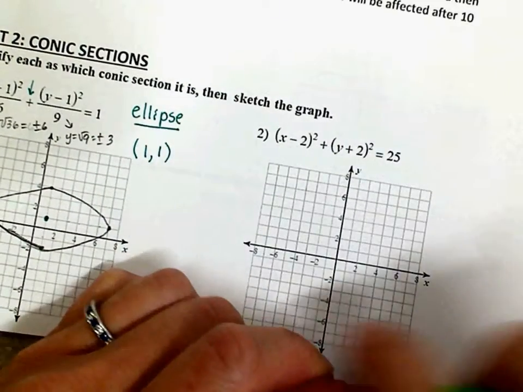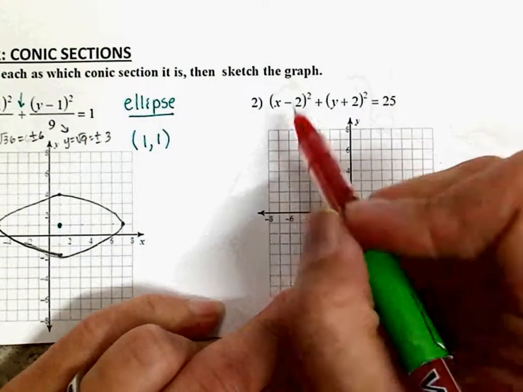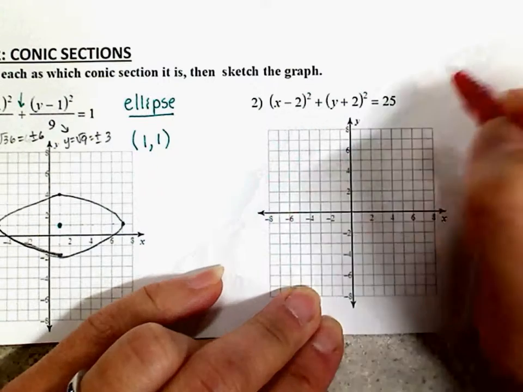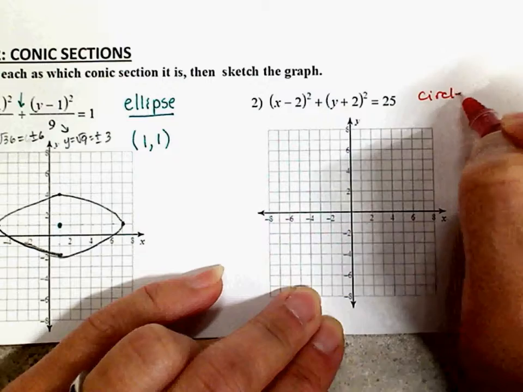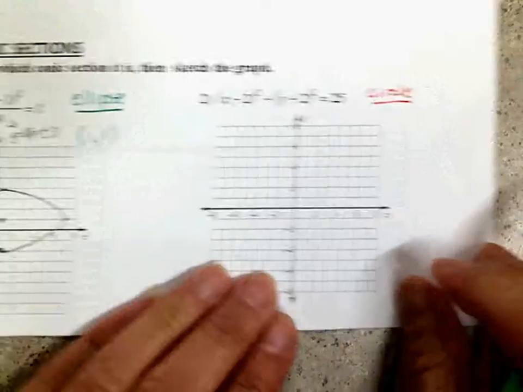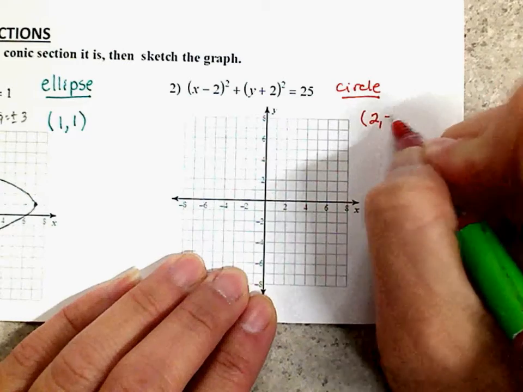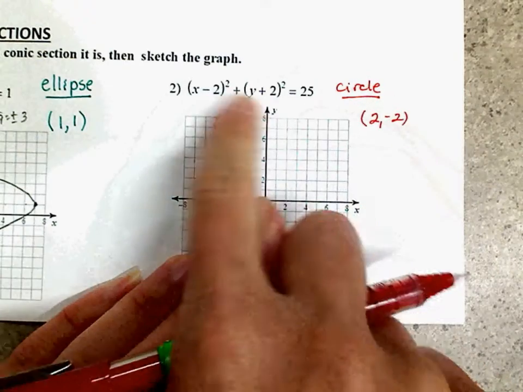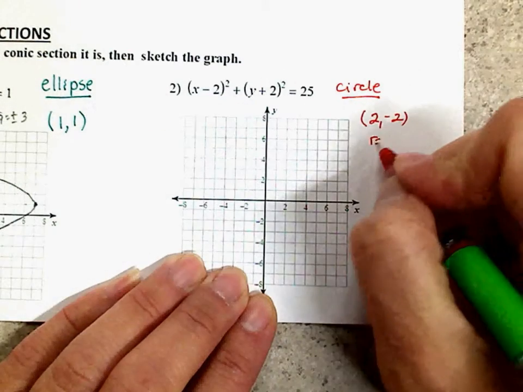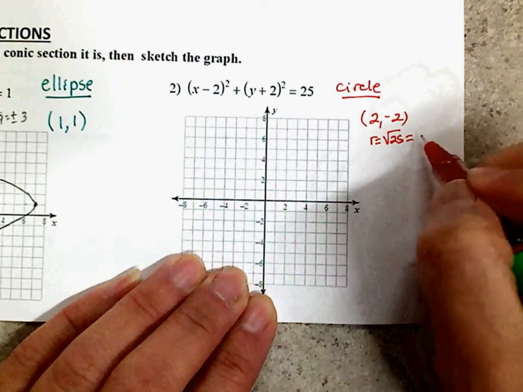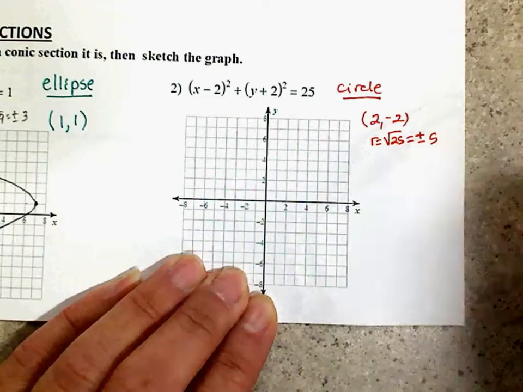Number 2, notice that you have a radius here. Here's your x minus 2. There's not a number in your denominator. So this is a circle. Okay? So the center of your circle is (2, negative 2). It's always the opposite, with a radius of square root of 25, which comes out to be plus or minus 5.